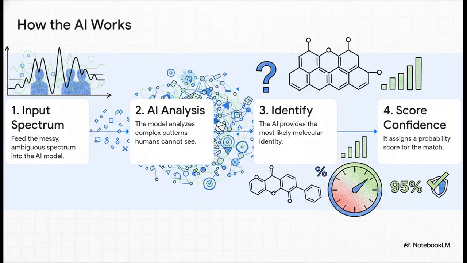So how does this AI detective actually work? Well, it's pretty awesome. We feed it the messiest, most ambiguous spectrum we can find, twins and all. The deep learning model then just sifts through all that data, and it finds these tiny, subtle patterns that are completely invisible to the human eye. And here's the best part. It doesn't just spit out the most likely identity of the molecule, it also gives us a probability score telling us exactly how confident it is that it's got the right guy.